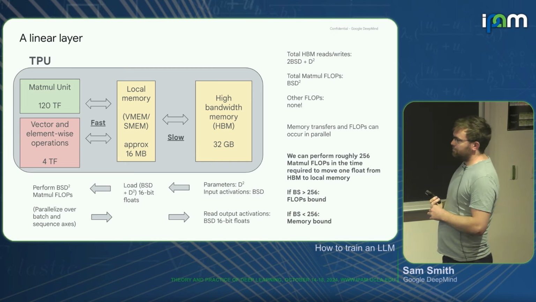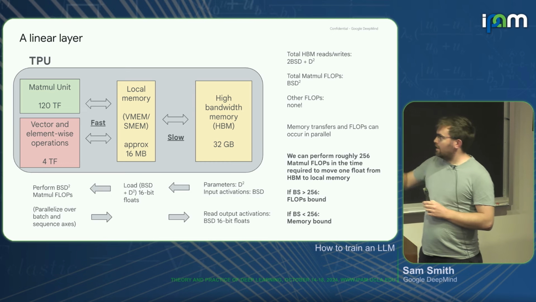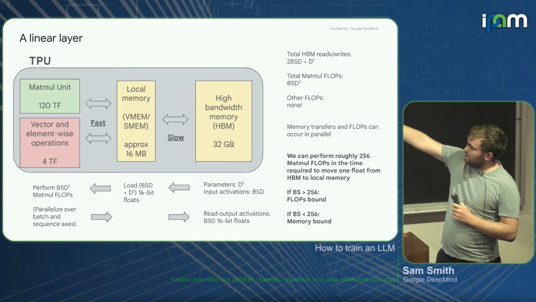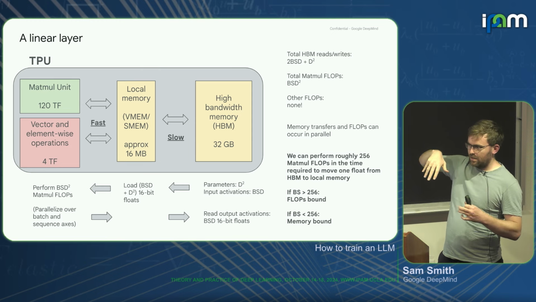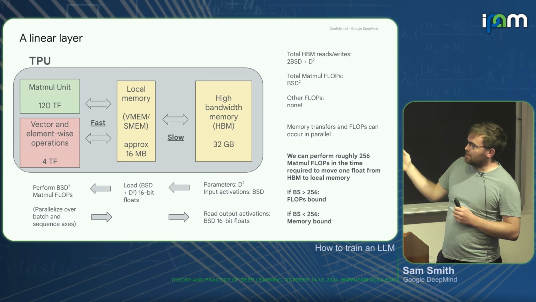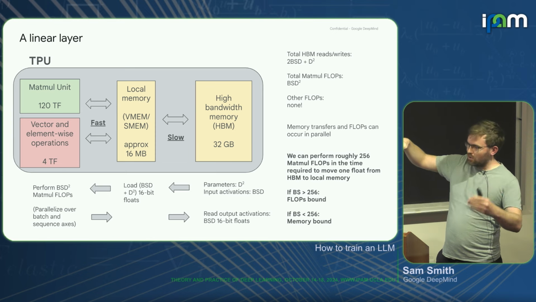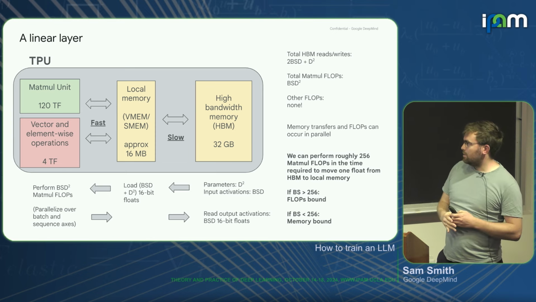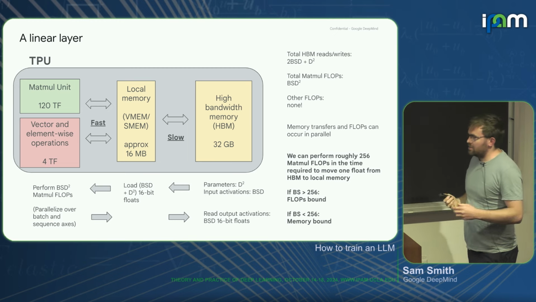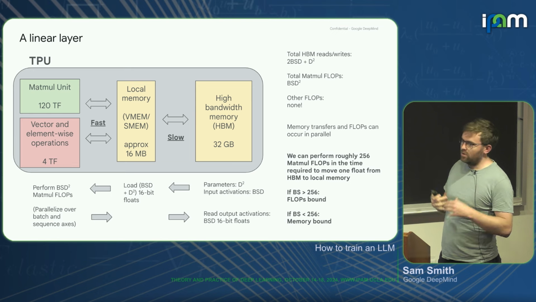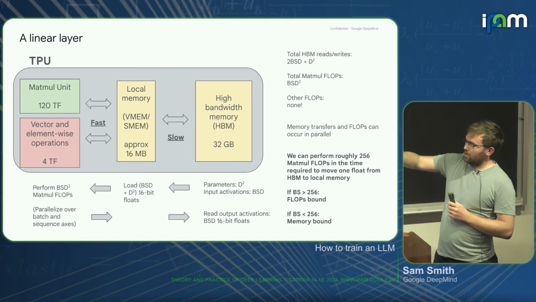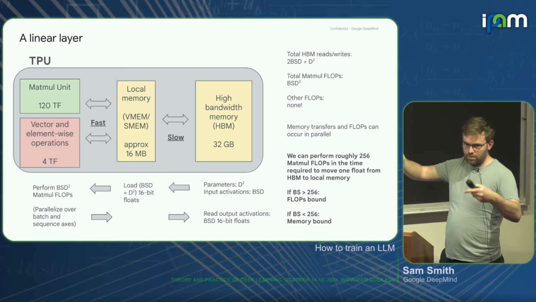So what this ends up meaning is, if you compare them, the reads and writes are dominated by d squared, and the matmul flops are b s d squared. Basically, if batch size times sequence length is smaller than 256, then what dominates the computation time is just moving the parameters of the linear layer into local memory, and the actual computation is free. That's what we call memory bound. And if batch size times sequence length is bigger than 256, we're flops bound, in the sense that we move the memory into the device, and then the thing we wait for is the computation itself.